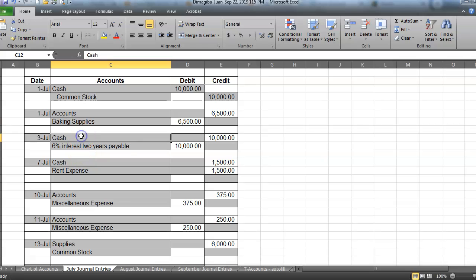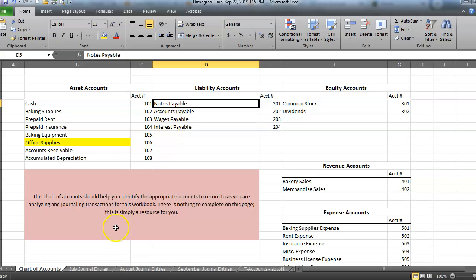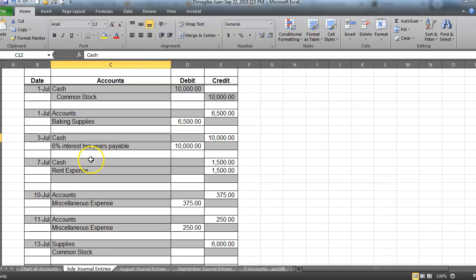Here you have cash as going down because you credited it. And then you have 6% interest for 2 years payable. The accounts that you should be looking at for your transactions should be only those that are listed here. So if you're looking at a liability, note payable would be more appropriate in that case, not this description here. It's more descriptive instead of being a specific account. And secondly, you're decreasing cash, which you should not.